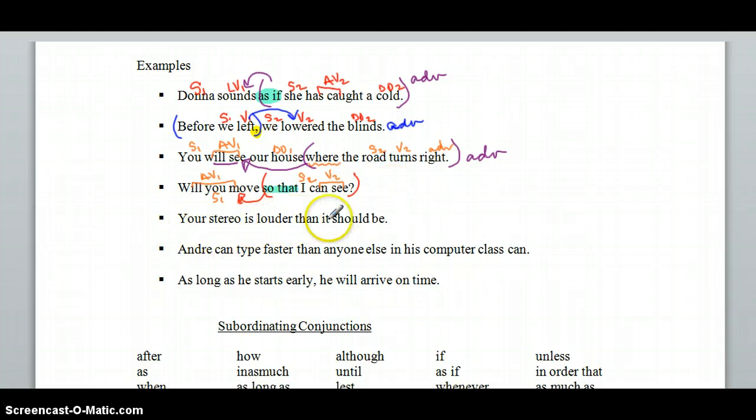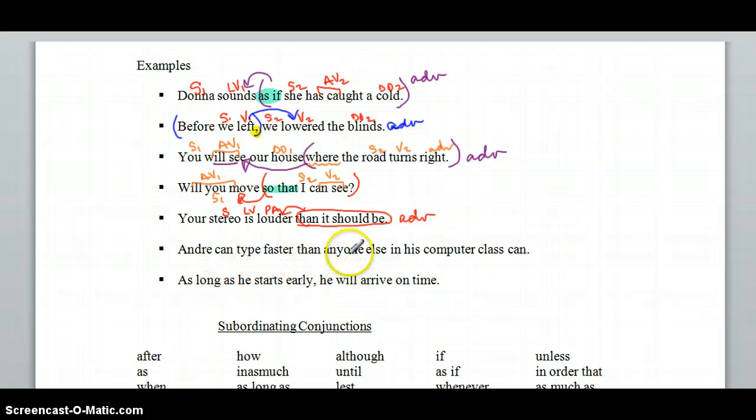Your stereo is louder than it should be. Than it should be tells me to what degree it is loud. To what extent is it loud? Well, what is louder? In this case, I have a linking verb. Who or what is? The stereo is. Louder is a predicate adjective. What modifies adjectives? Adverbs.